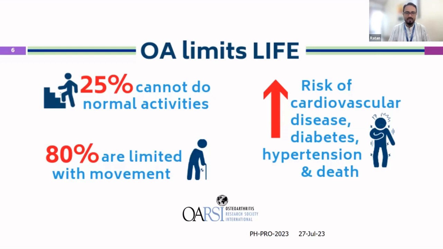OA limits life participation in many different ways. Around 20 to 25% of them cannot do a normal activity. So when I say normal activity, for the lower limb or leg, it means walking, going some distance, going to a religious place, stair activity, or doing some household activity. Small activities, around 25% of them cannot complete because of osteoarthritis. Around 80% are limited in movement. So it is again a big challenge.